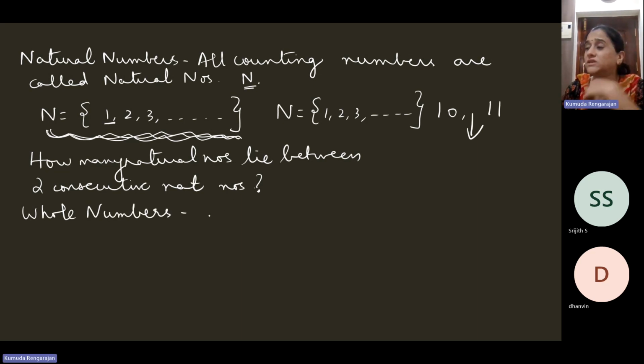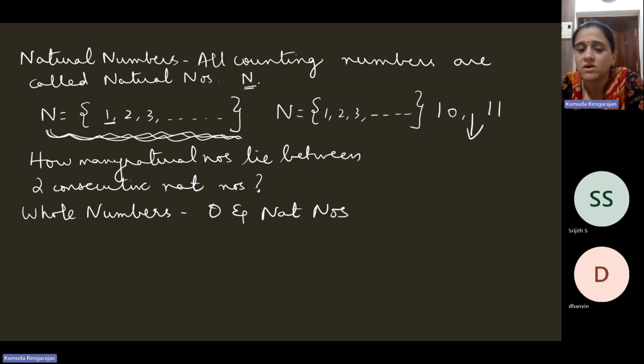Natural numbers including 0 form the collection of whole numbers. So 0 and natural numbers. The collection of all natural numbers including 0 form the collection of whole numbers.